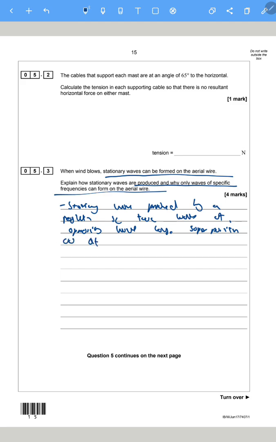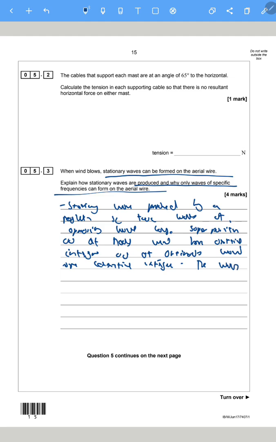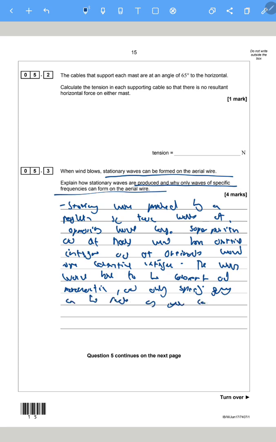and at nodes there would be destructive interference, and at antinodes there would be constructive interference. The waves would have to be coherent and monochromatic, and only specific frequencies can be made, as you can only have specific frequencies of waves on the stationary waves. Okay then.